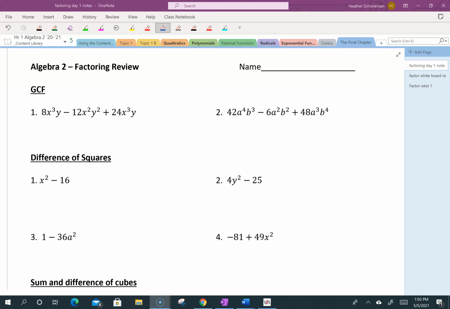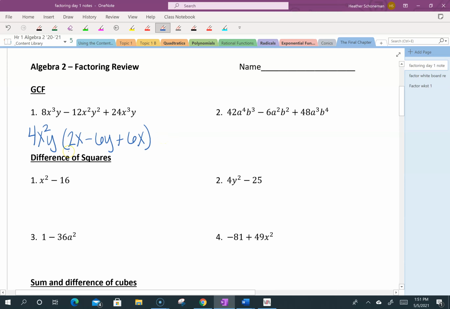So the first thing we look for is the greatest common factor. So number one, the biggest number that we can divide out of here is 4. We can take out 2 x's, and we can take out 1 y. And we do that, 8 divided by 4 is 2. We have 1 x left, the y's cancel. 12 divided by 4 is 6. The x's cancel, we have 1 y. Plus 24 divided by 4 is 6. We have 1 x and the y's cancel.